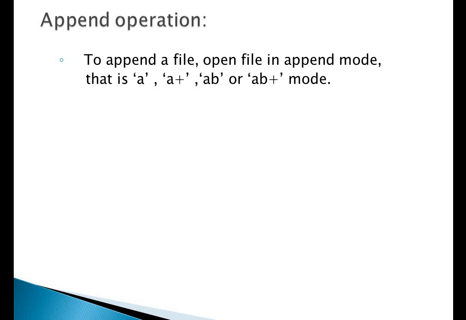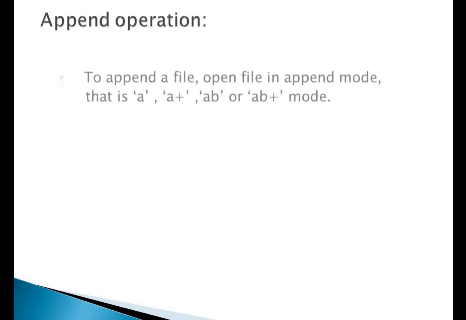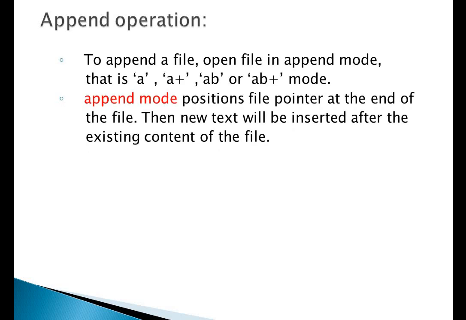If you want to append to the file, we need to open the file in append mode instead of write mode. We have different access modes, A, A plus, AB plus mode. All these modes correspond to append mode. Append mode positions the file pointer at the end of a file. Then new text will be inserted after the existing content of the file.